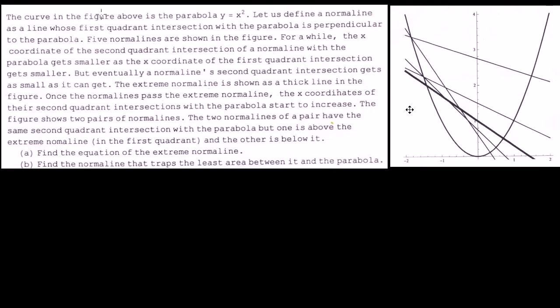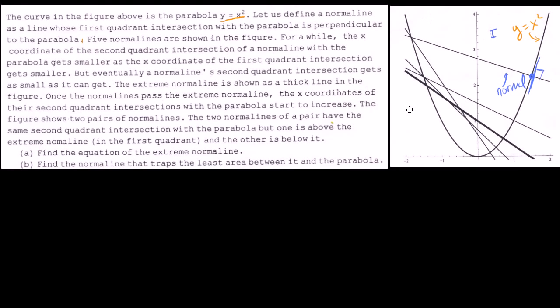So they say the curve in the figure above is the parabola y is equal to x squared. So this curve right there is y equals x squared. Let us define a normal line as a line whose first quadrant intersection with the parabola is perpendicular to the parabola. So this is the first quadrant right here. And they're saying that a normal line is something when the first quadrant intersection with the parabola is normal to the parabola. So if I were to draw a tangent line right there, this line is normal to that tangent line. That's all that's saying. So this is a normal line right there.